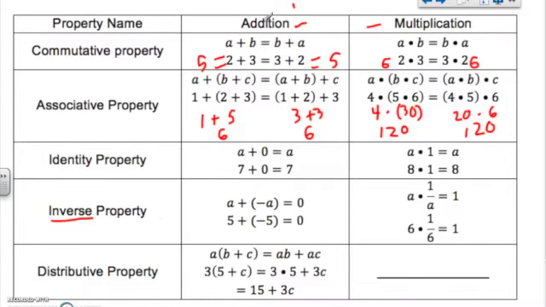So for example, with our addition property, to get rid of a positive 5, you would have to add a negative 5. When you simplify this, 5 plus a negative 5 is the same thing as 5 minus 5, which is going to give us 0. This is true for any number. If you take any number, A, and add its opposite or its negative, you will result in 0. That's because addition and subtraction are inverse operations.